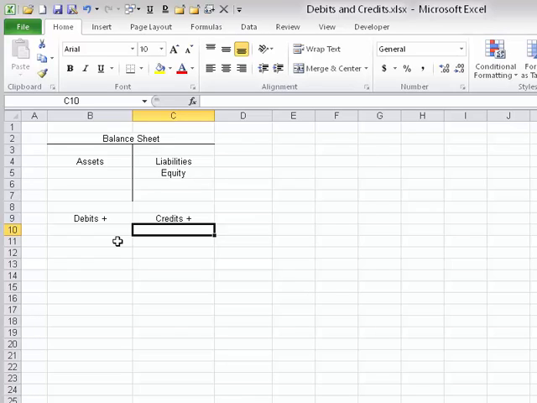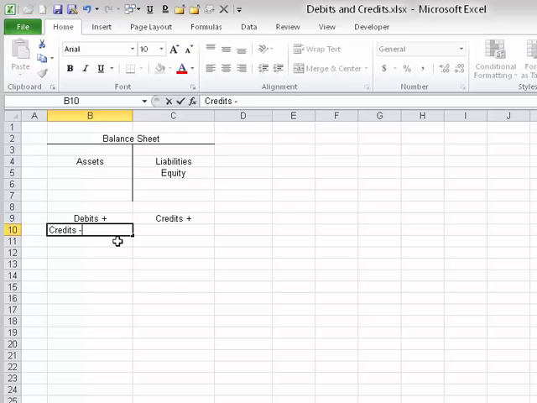Now what this means is that any asset account that has a debit applied to it increases that account's balance. That also means any liability or equity account that has a credit added to its balance will increase those accounts' balance. Now, I'm going to write credits and put a minus sign over here, and debits with a minus sign over here. I'll center that. I'll move my mouse out of the way.